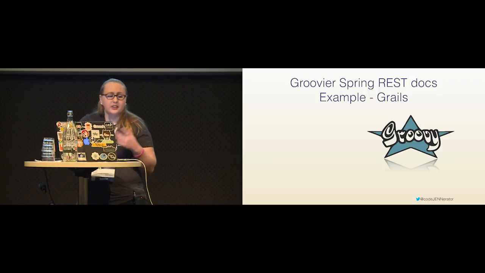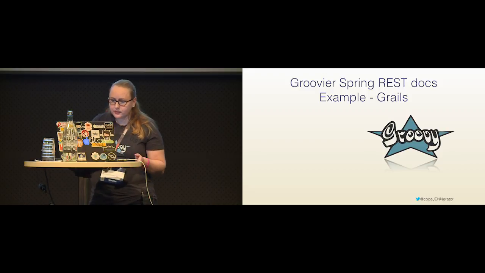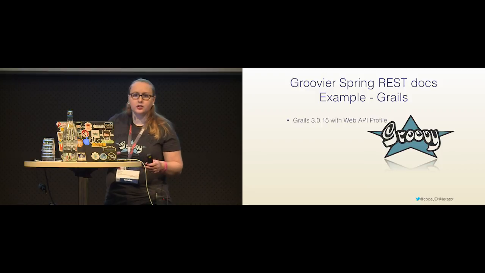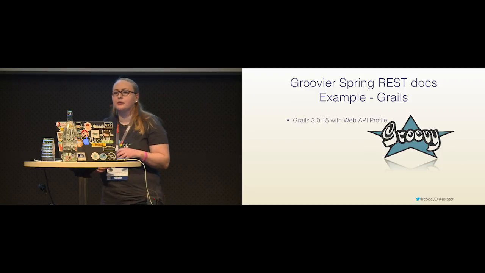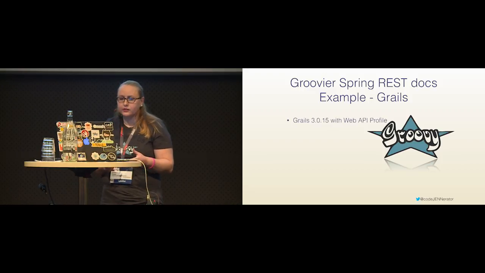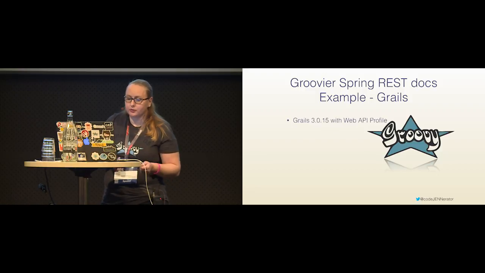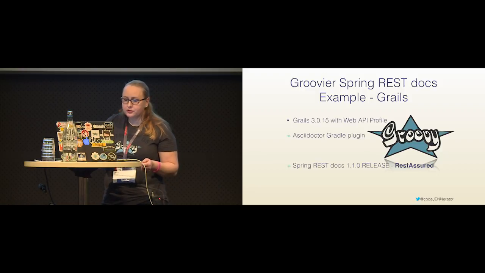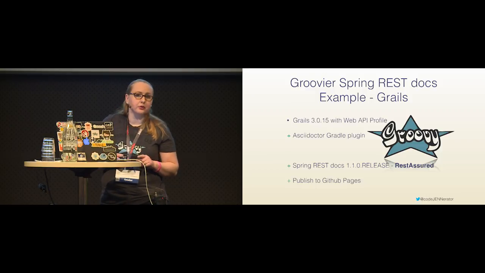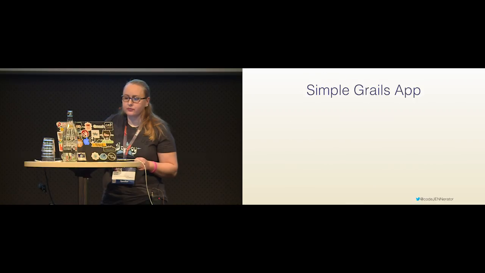So the next example is using Grails. I didn't see too many people here, but the example is a little bit dated. The idea is that Grails has an option where you can just have an API profile that doesn't have any views. It's just your core service, and maybe that's something that you might do in another framework as well. Most of the rest of this is pretty similar, except the part where it's going to publish to GitHub Pages.